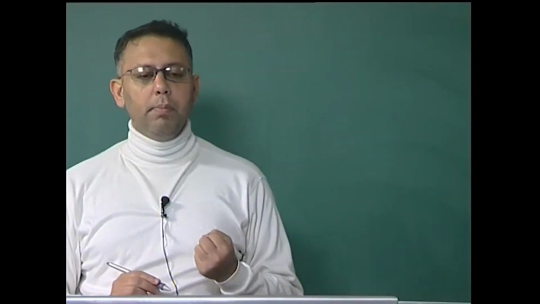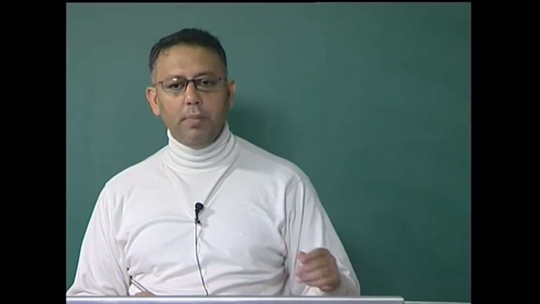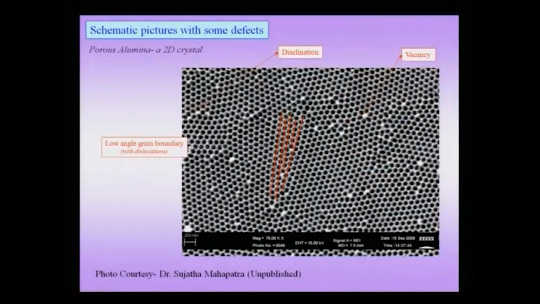In other words, this twinned configuration mimics a symmetry which is higher than that available for the crystal. So, in this case you will observe a 5-fold symmetry, which as you know is disallowed in crystals. So, let us have a look at a totally different kind of schematic.